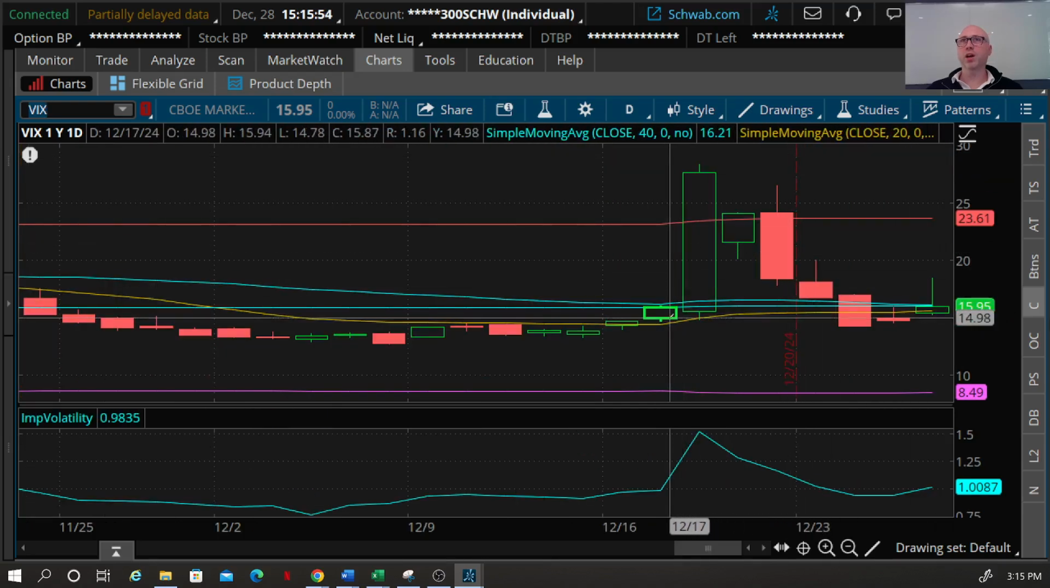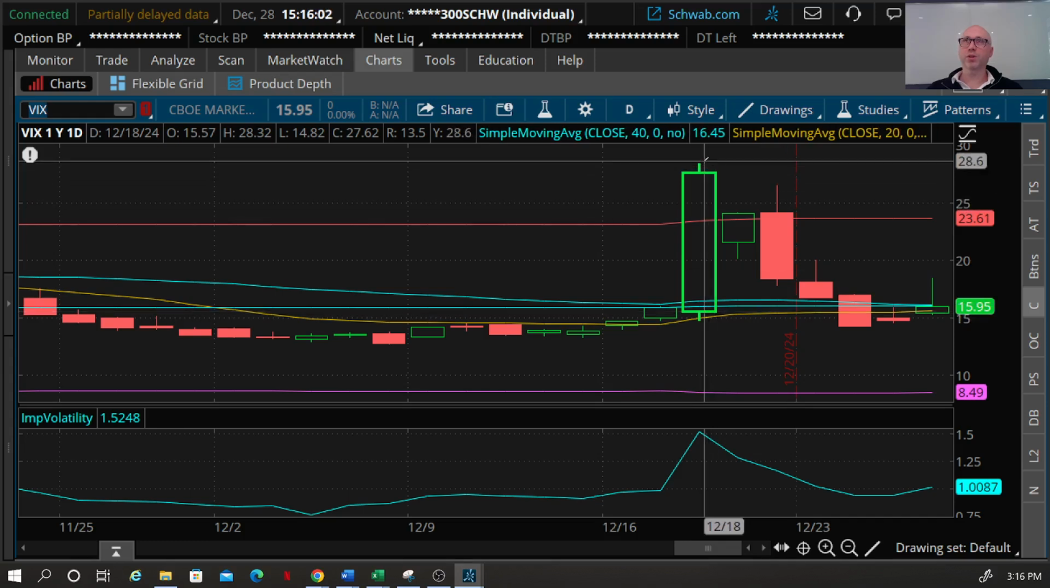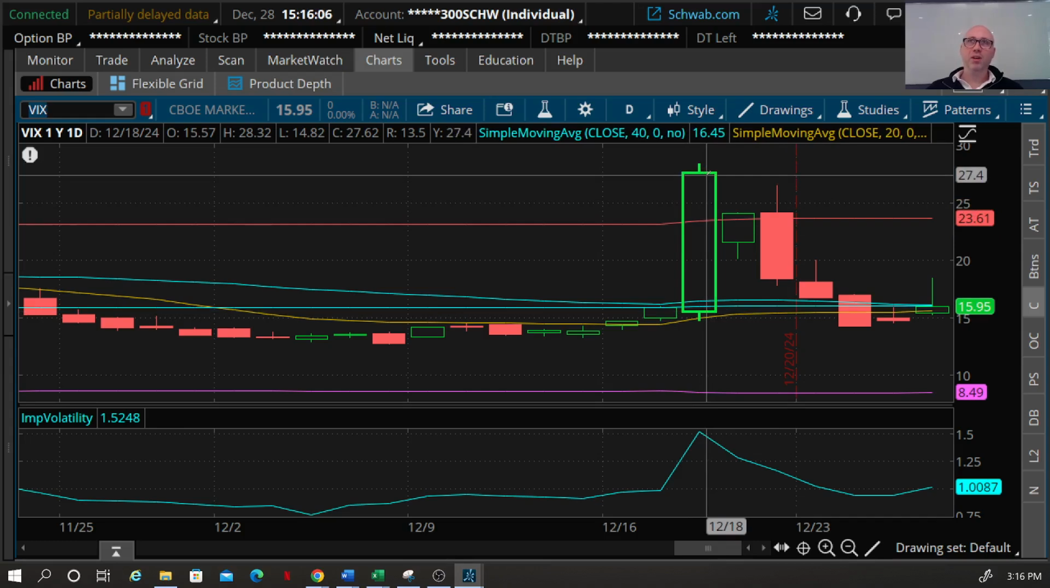So if we zoom in here, this spike more recently, just a week ago, basically the market went from 15 VIX all the way to almost 30 in a day. So this is not common, but I think it's going to be more common in the future. So people need to be aware of this. You need to always look at what your Vega exposure is.